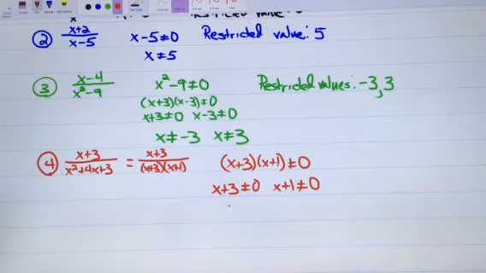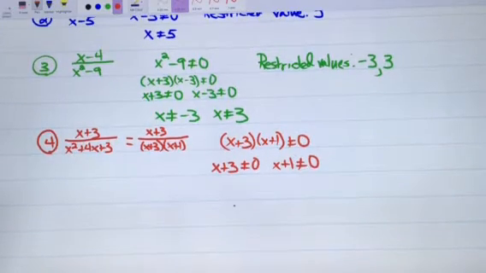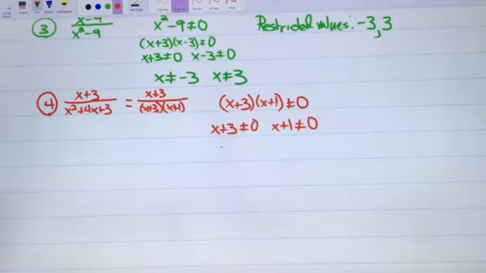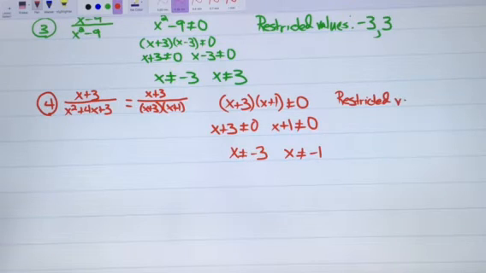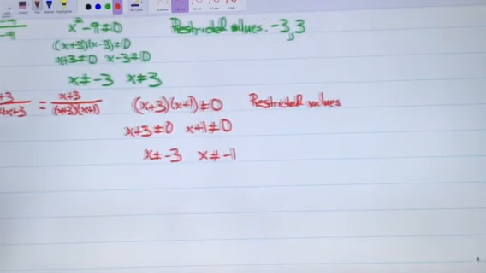And so, in effect, just like the third case, we still have two restricted values. To keep x plus 3 from being 0, x cannot be at negative 3. Likewise, for x plus 1, if this cannot be 0, x cannot be equal to negative 1. So with the restricted values, both of these are negatives: negative 3 and negative 1.